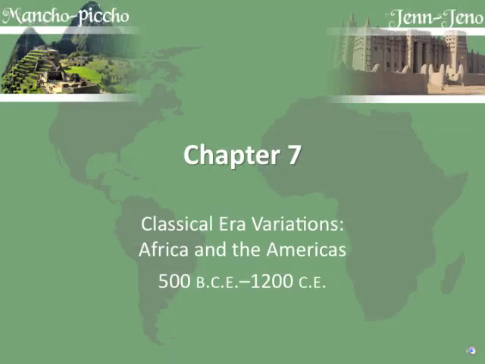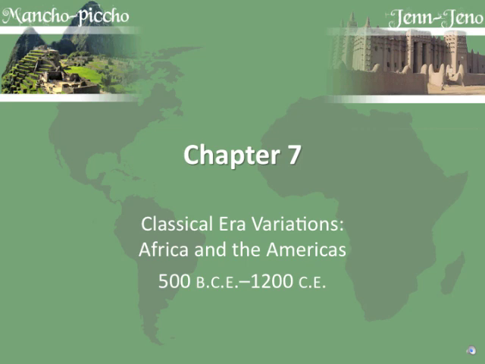Chapter 7, Classical Era Variations. We're going to be looking at Africa and the Americas from 500 BCE to 1200 CE. So this is a little bit of an overlap between your classical age and your post-classical. But when you look at the Americas and the later start that they have, this is really their classical age. And so that's why there's a little bit of a date separation there.